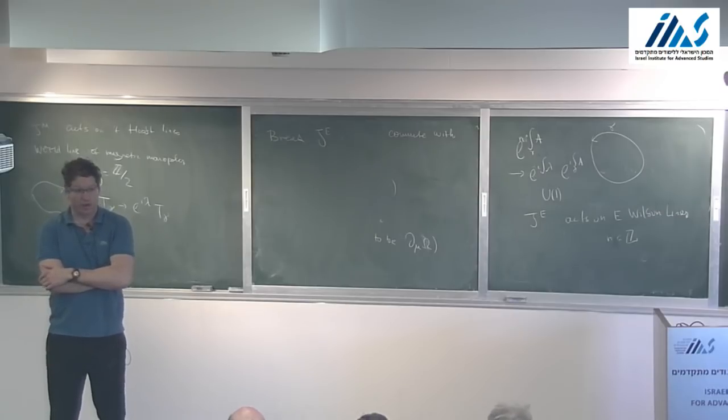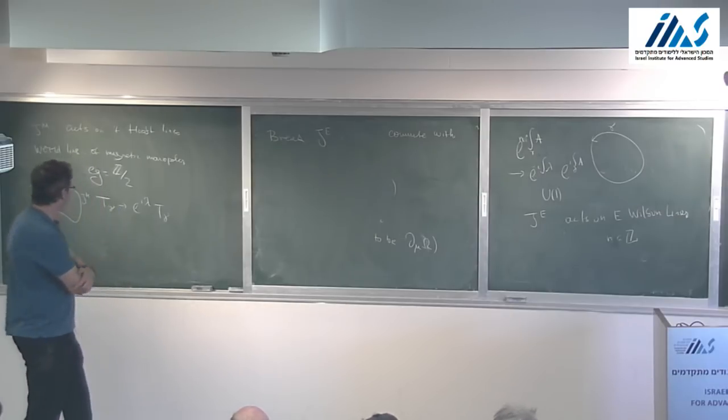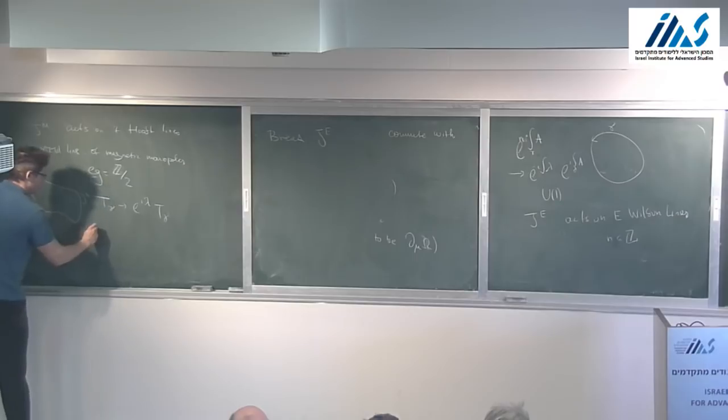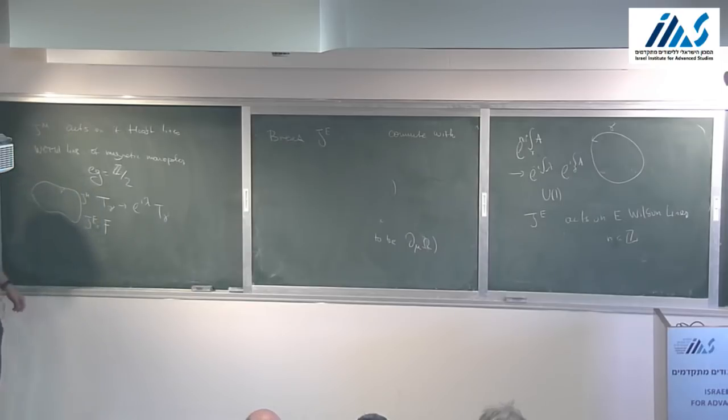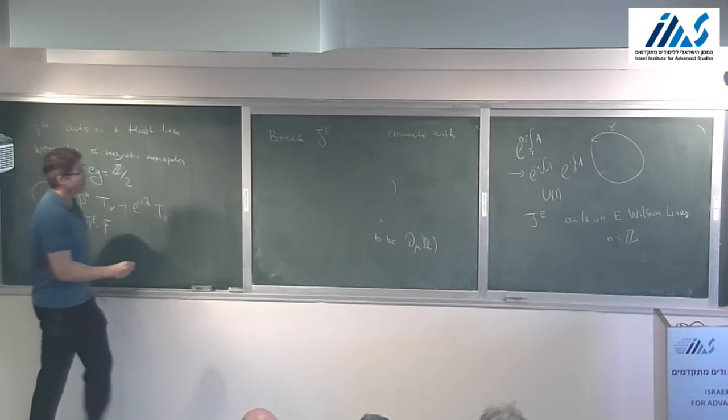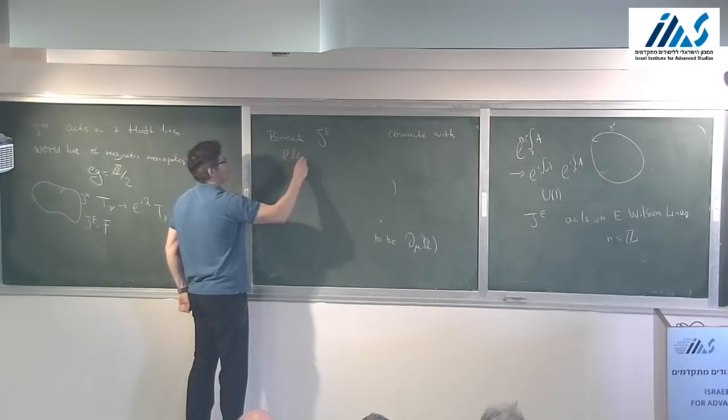Which modification of Maxwell are you aware of that would lead to destroying the conservation of this J electric equals F? How would we break this conservation equation? No, just students are allowed. Huh? Yes. Very good. This is exactly what we're doing: adding electric charges.